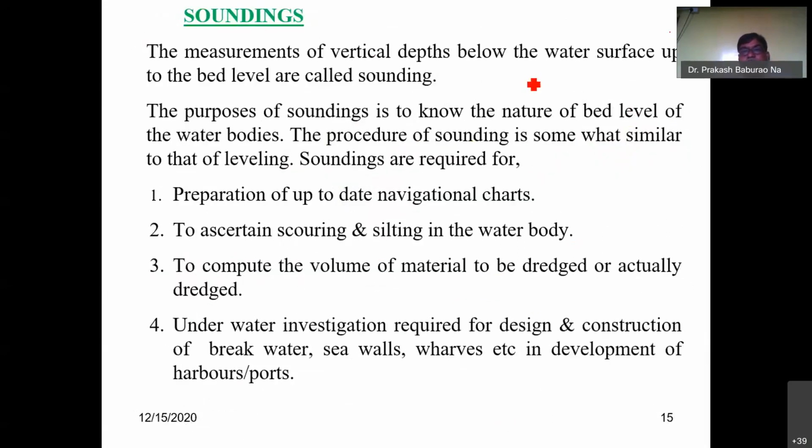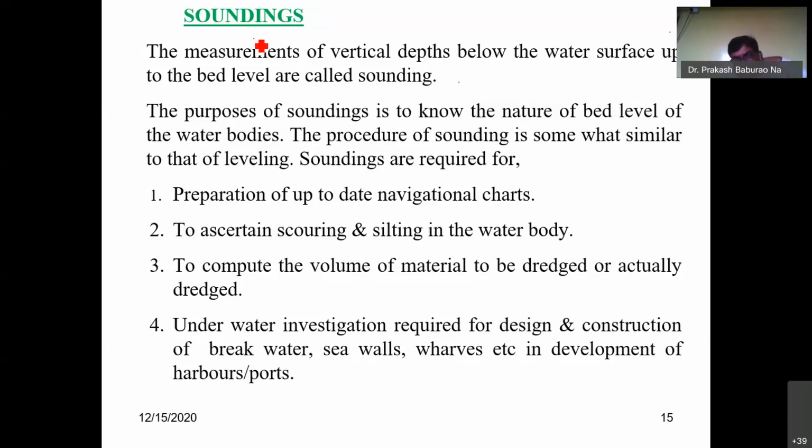Now, what about the sounding? Sounding is nothing but measuring the vertical depths below the water surface up to the bed, up to the basin, the river basin. The purpose of the sounding is to know the nature of the bed level. Subaqueous information can be collected. The procedure of the sounding is somewhat similar to that of leveling, because you measure the depth.